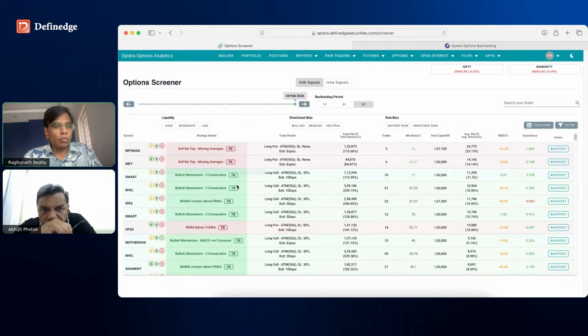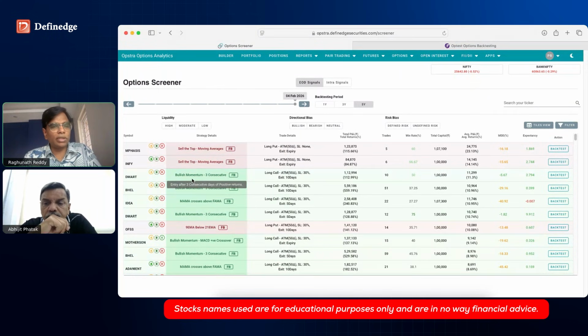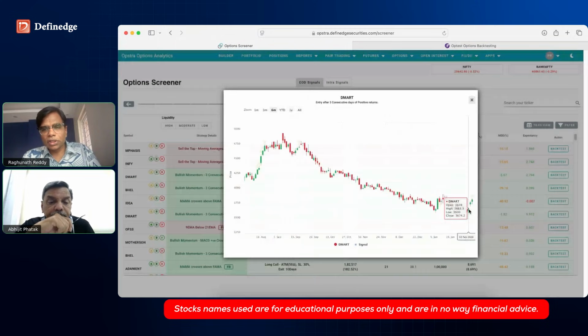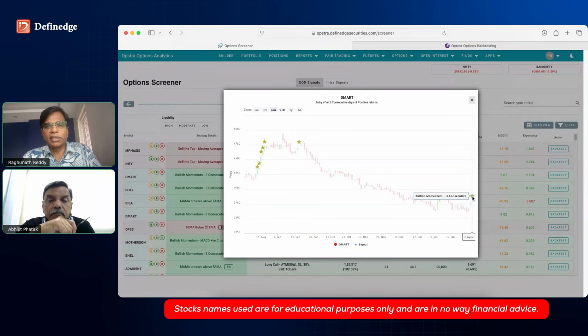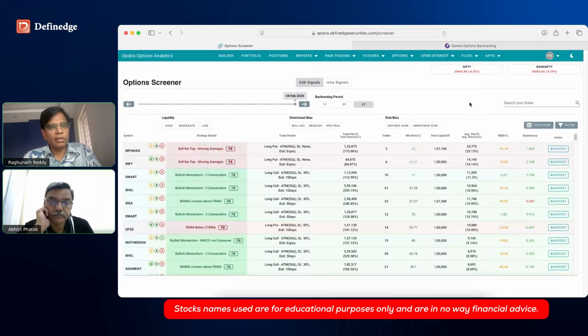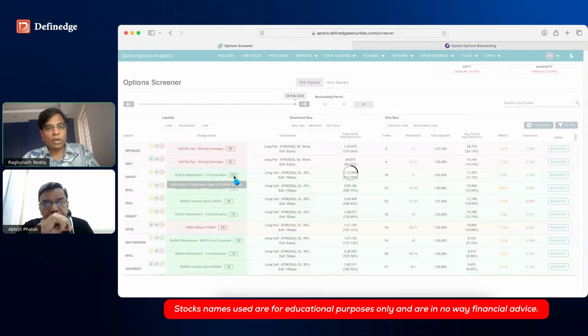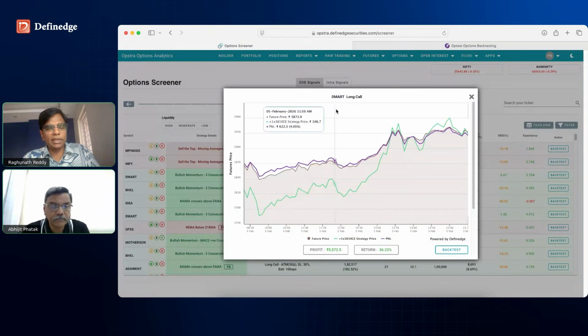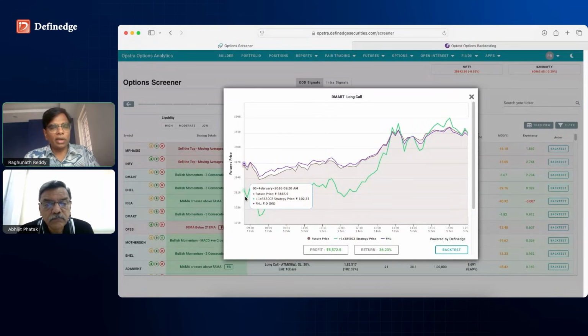Now let's look at the bullish strategy here. Bullish momentum, you have 3 consecutive candles. If you look here, you have 3 consecutive bullish candles, right? And as you can see, that triggered this strategy. So if we entered in the morning, what was the result? If we entered a long call based on the trigger, we would have made a profit of around 5,500 rupees by the close of the market.